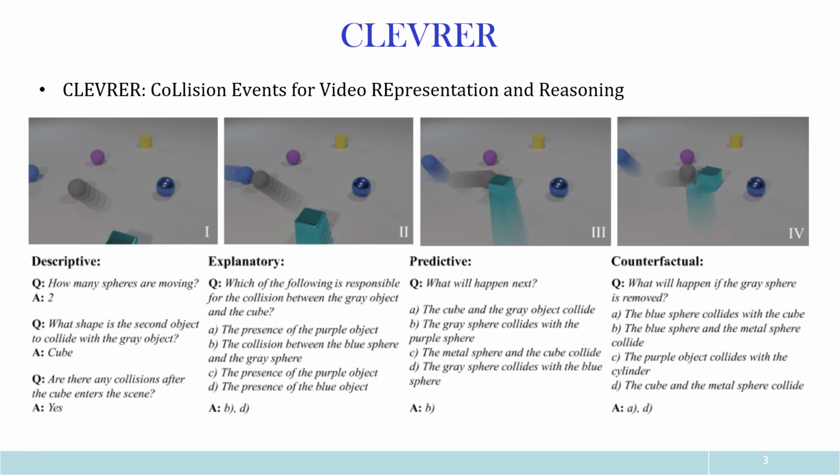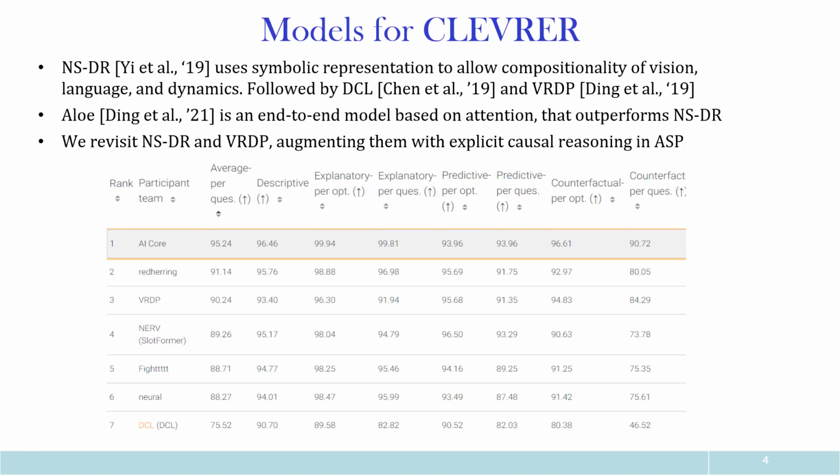Consider CLEVRER, a challenging benchmark which is about physical dynamics and tests multiple types of questions, such as descriptive, explanatory, predictive, and counterfactual. Descriptive and explanatory are easier since they just ask to reason about some video. Predictive is harder, requiring simulation. We focus mostly on the hardest type, counterfactual reasoning, because neural networks typically aren't good at reasoning, and explicit causal reasoning could help here. There are some available models that already tackle this problem.